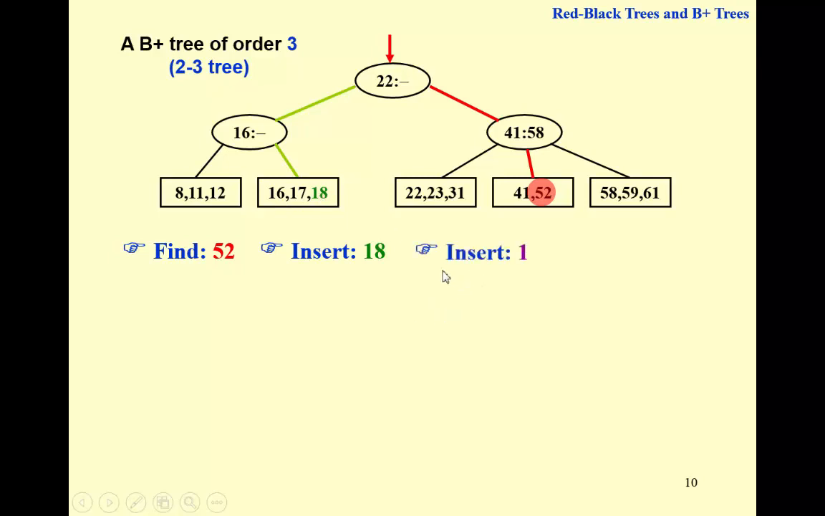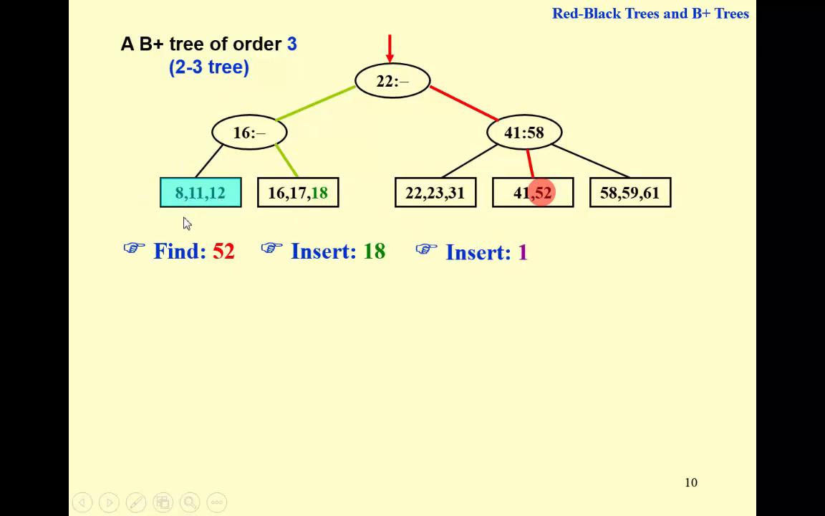Next, let's try to insert 1. What's going to happen? Since 1 is smaller than 22, we follow this branch, and 1 is smaller than 16, and therefore it must be in this block. But this block is already full. So what do we do? A very simple solution would be to make the insertion and then split this node into 2 nodes.